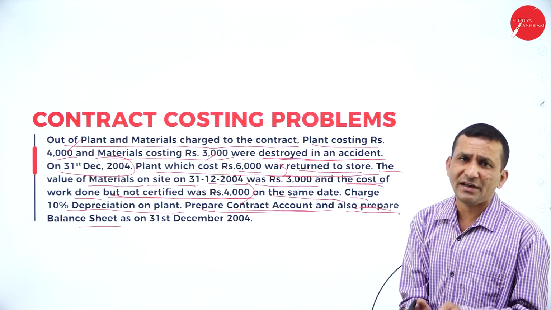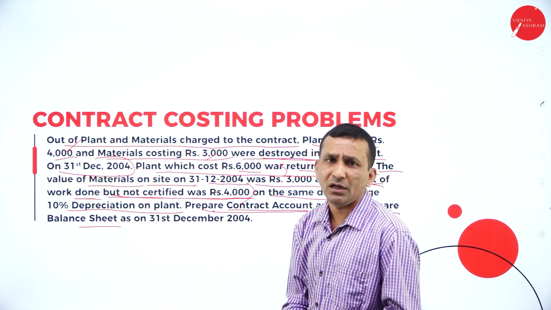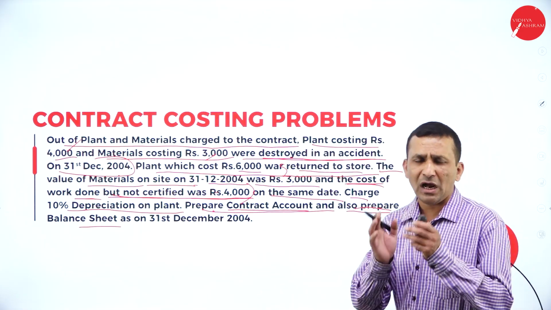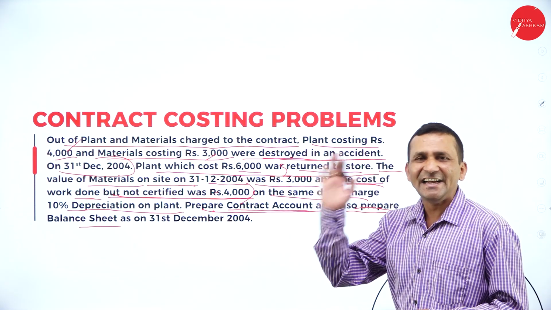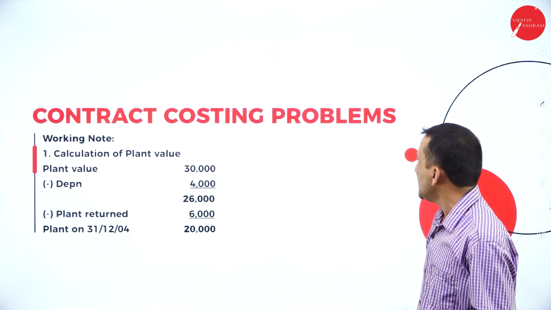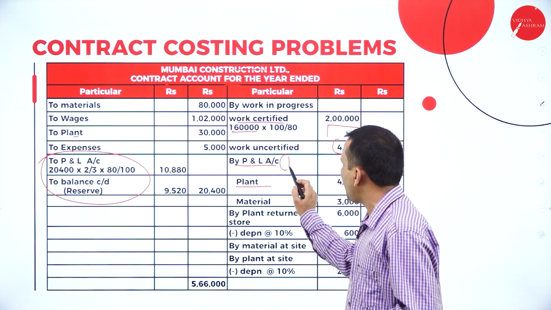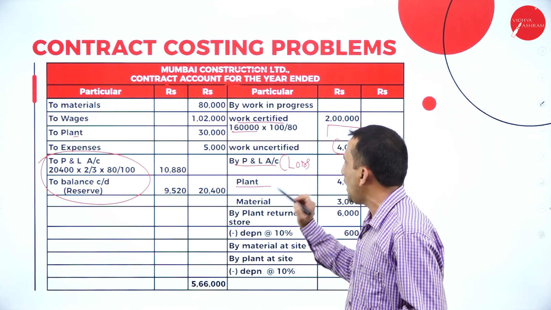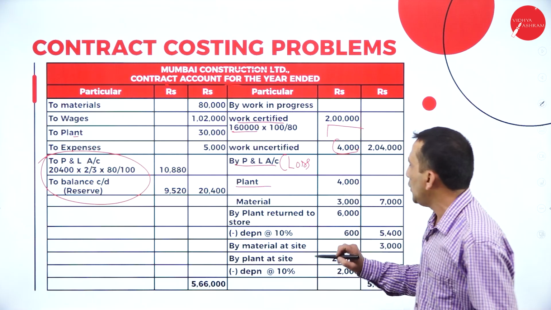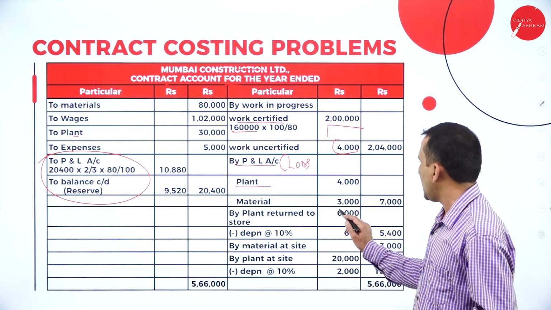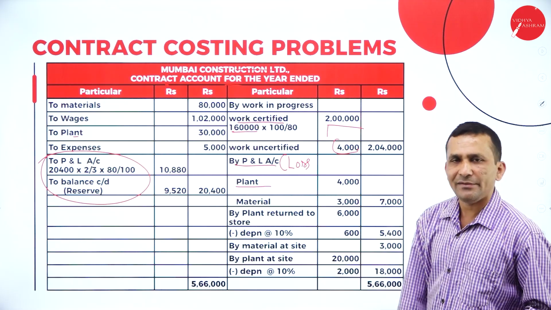Abnormal loss because of fire, because of theft, because of stolen. In case of theft or abnormal loss, you have to show it in the contract account. Credit side is compulsory. So that's what I have specified here under the P&L account, because we are facing a loss. Which loss? Abnormal loss, because of plant value 4,000 and material value 3,000. Altogether, the total loss is 7,000.